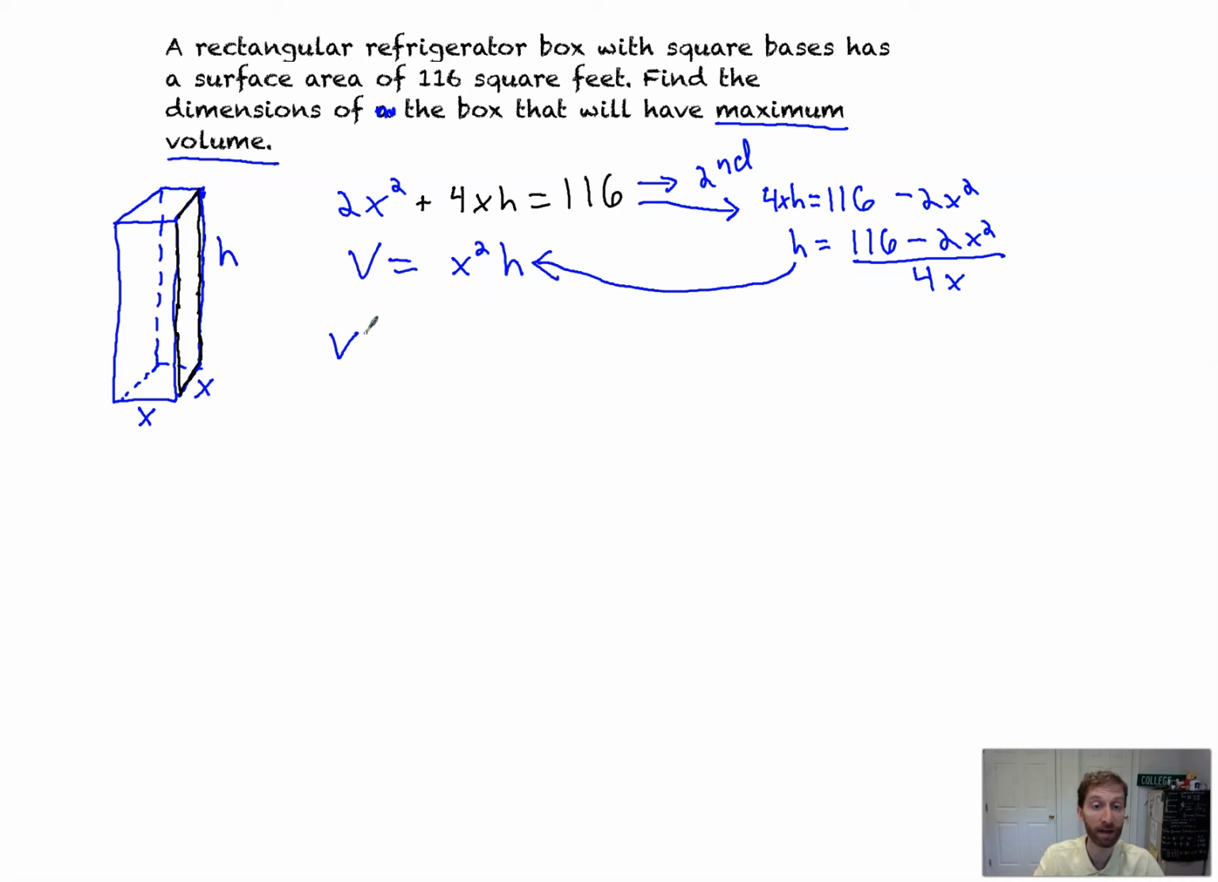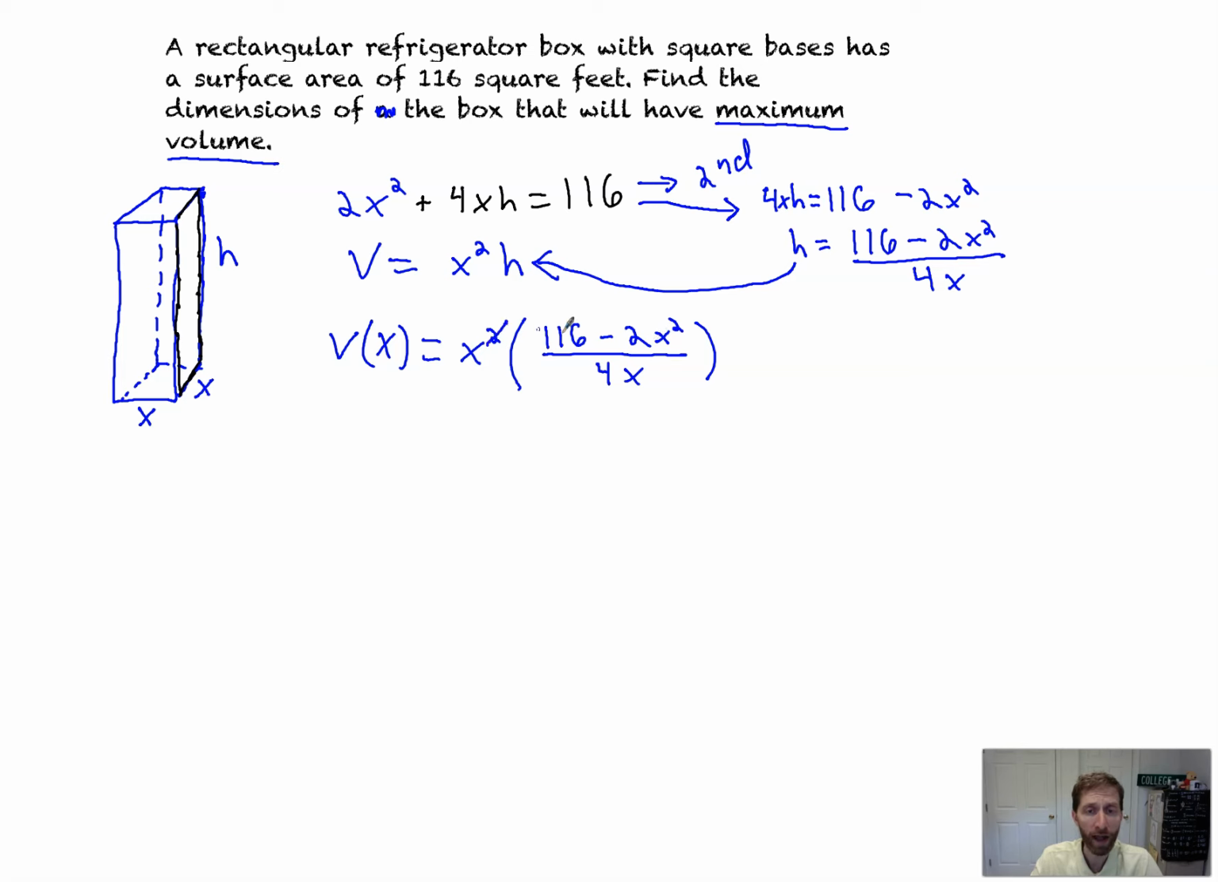That'll give us v in terms of only x, which is our goal. So I've got x squared times all of this: 116 minus 2x squared, all over 4x. And now from here, let's simplify this down. Please don't take a derivative yet. All right, write this as a polynomial. It'll actually be pretty nice.